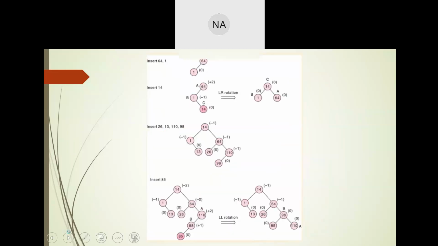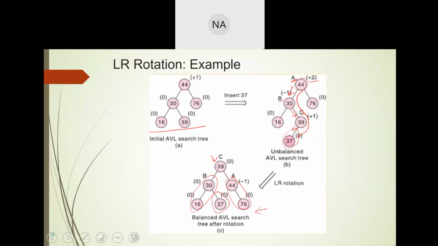So this is LR rotation, and similarly RL rotation can be performed. RL rotation is exactly the mirror image of the LR rotation. You have to just interchange left with right and right with left, and you will get RL rotation. You perform the RL rotation when the new node is inserted into the left subtree of the right subtree of node A. So first you identify node A, and if the new node is inserted into the left subtree of the right subtree of node A, then you perform RL rotation.